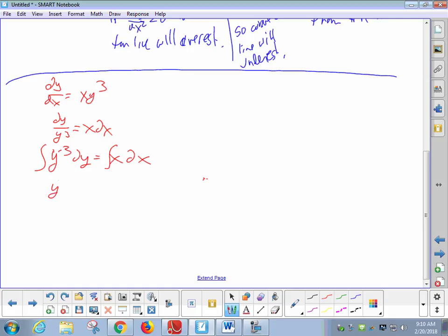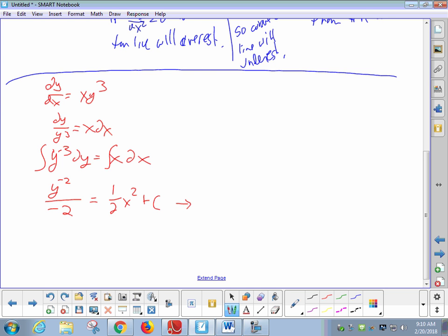y to the negative 2 over negative 2, right? Power rule. Raise it by 1, divide by the new exponent. The other side is easy, 1/2 x squared. And then don't forget your constant of integration. It doesn't really matter which side you put it on, but I will always put it on the x side because you're going to solve for y anyway. Now what?